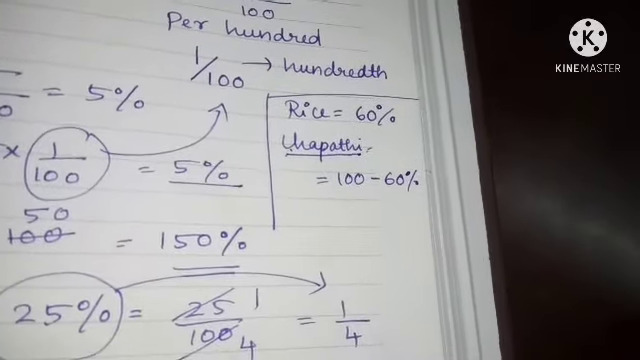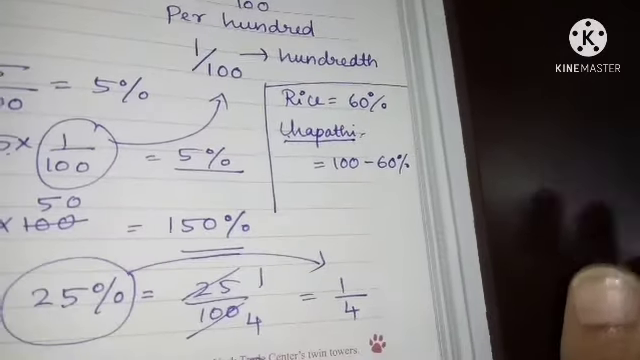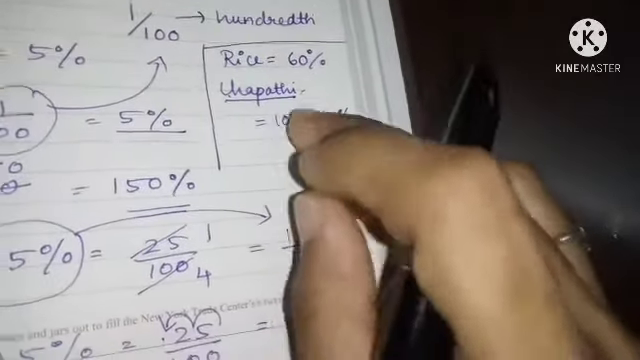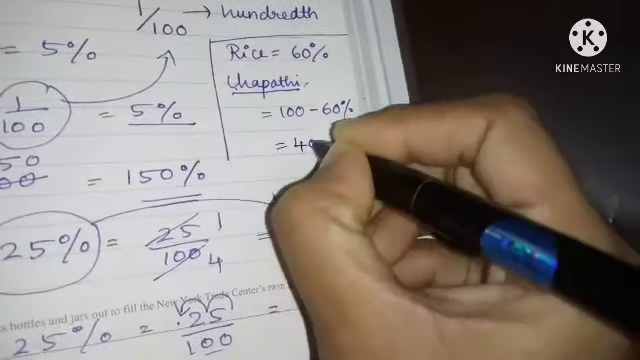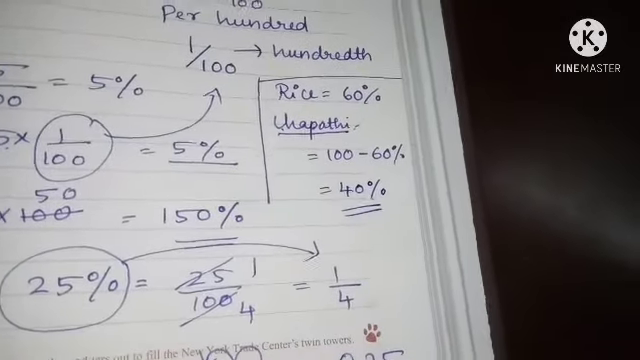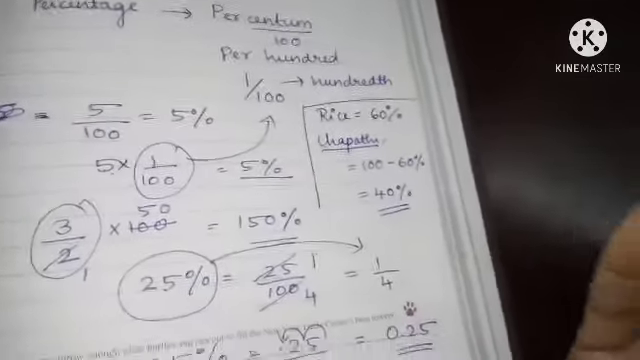Above, 1 minus 4 by 5. Like that you will write. The same way, when it is a percentage, you will subtract it from 100. 100 minus 60 is nothing but 40%. So 40% of the people like chapati. Like this also you will learn in this percentage chapter. Understood?